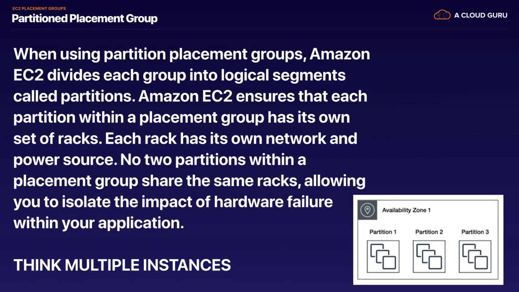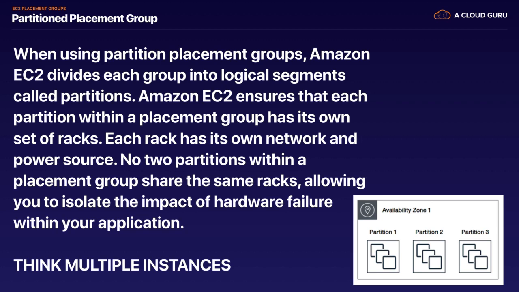We then have partition placement groups, which are very similar to spread placement groups, except you can have multiple EC2 instances within a partition. When using partition placement groups, Amazon EC2 divides each group into logical segments called partitions. Amazon EC2 ensures that each partition within a placement group is on its own set of racks, and each rack has its own network and power source. No 2 partitions within the placement group share the same racks, allowing you to isolate the impact of hardware failure within your application.